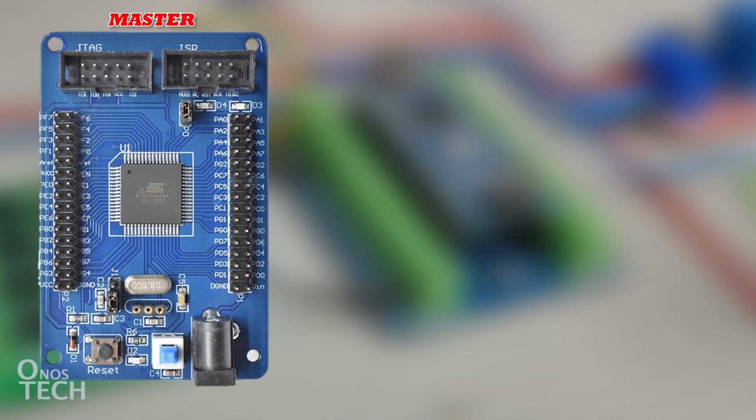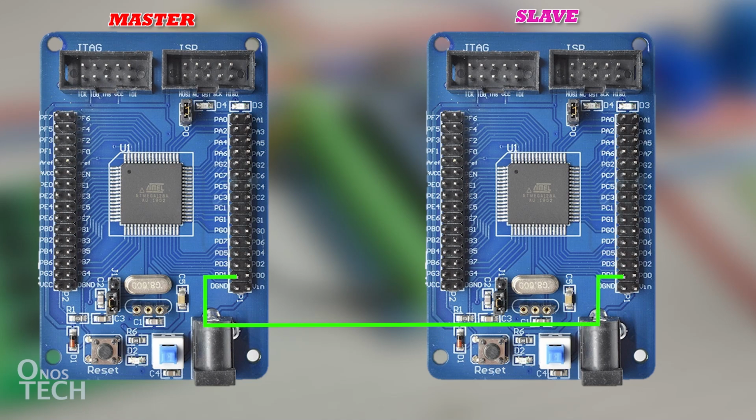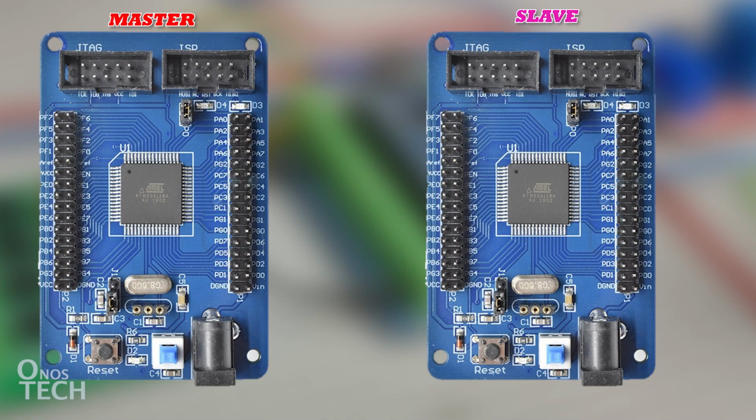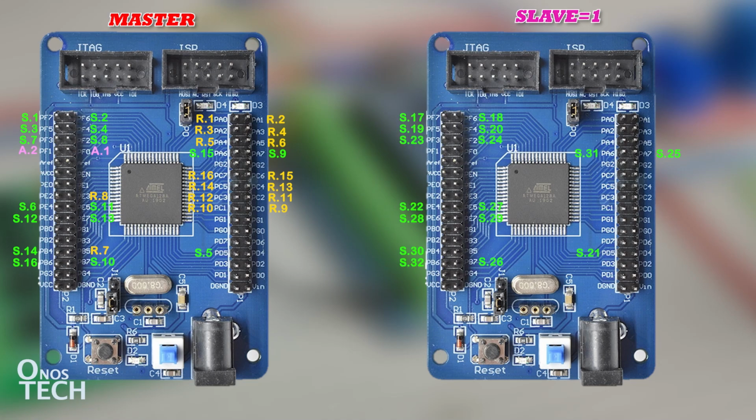When the development board is an extended module, the SDA, SCL, and GND pins are linked together with pull-up resistors connected to the SDA and SCL pins. When the extended module TWI slave address is 1, the digital input pins S.1 to S.16 become S.17 to S.32. The digital output pins Q.1 to Q.16 become Q.17 to Q.32. And the analog inputs A.1 and A.2 become A.3 and A.4.